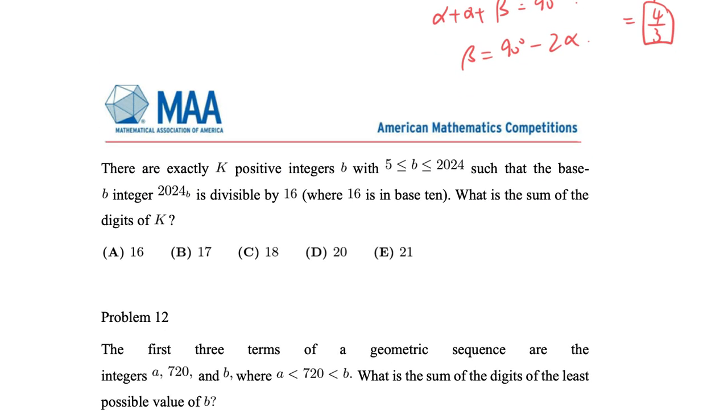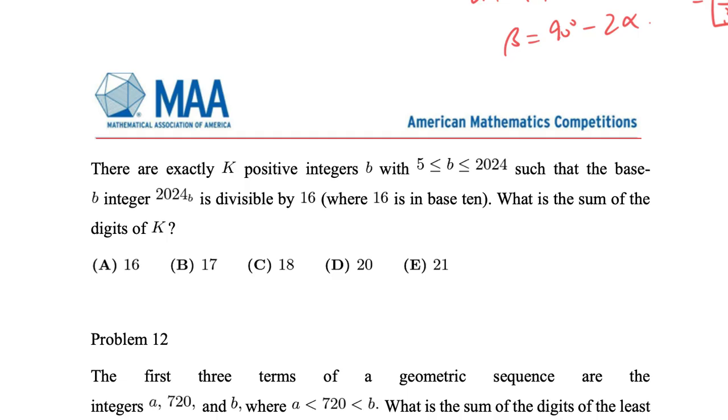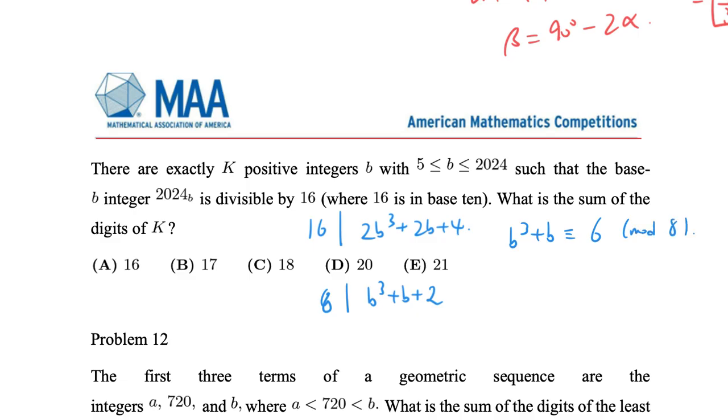They're exactly k positive integers such that the base is divisible by 16. Basically, the statement is trying to say that 16 divides 2b cubed plus 2b plus 4. So you can simplify this a little bit into 8 divides b cubed plus b plus 2. And then basically what this is trying to say is that b cubed plus b is congruent to 6 mod 8. And then you can just try each b, right?